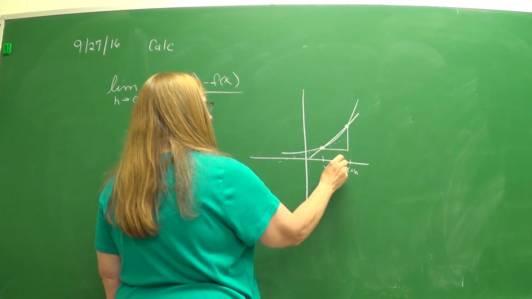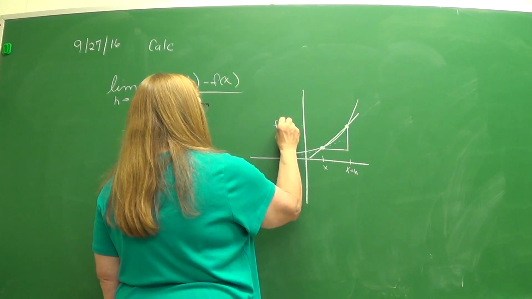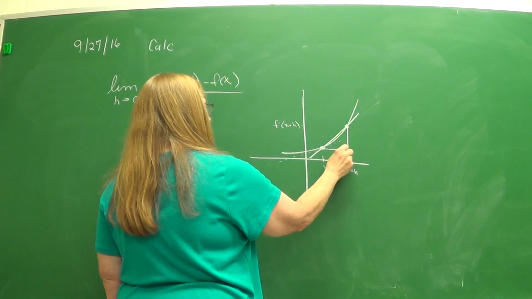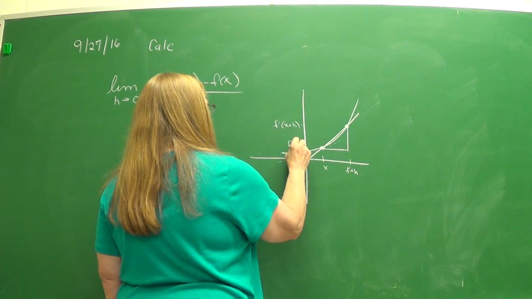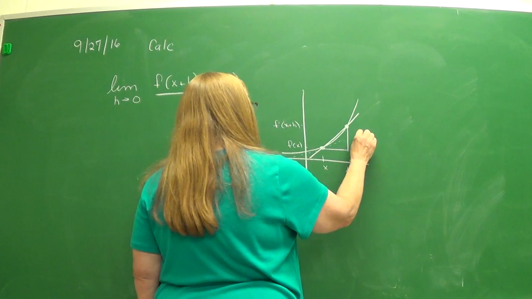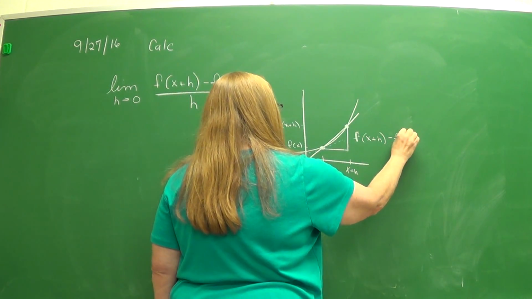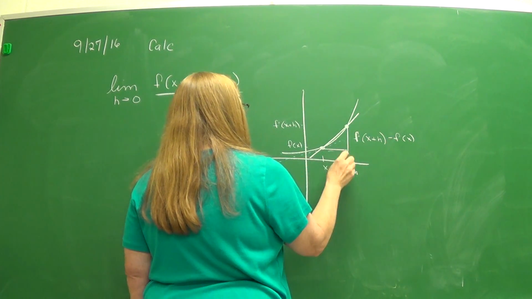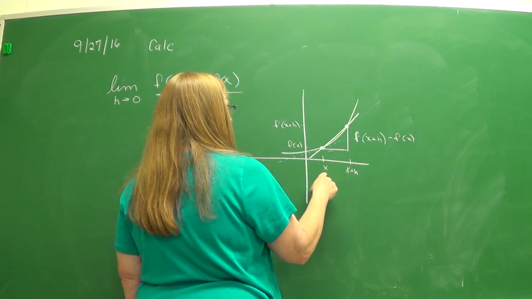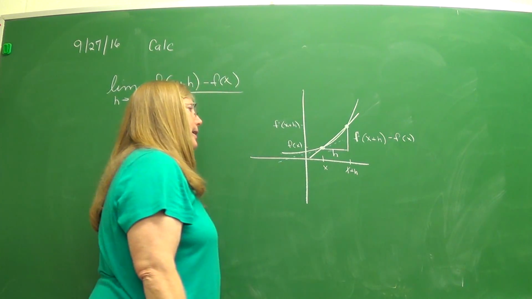So we go up from x and find x plus h, and then we found that this is f of x plus h and this value is f of x. So if we were doing a rise over run, this would be f of x plus h minus f of x, and this would be x plus h minus x, which is just h. So that's how we did it yesterday.